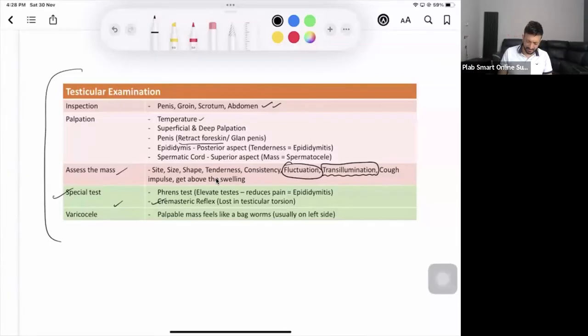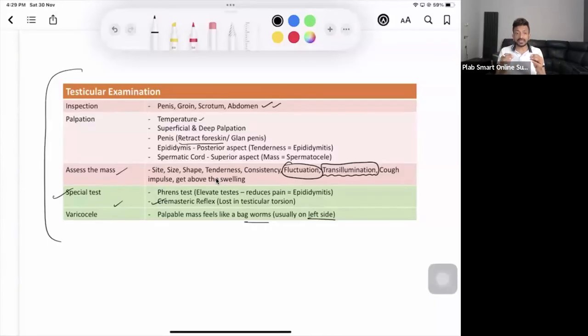Even varicocele is a palpable mass, feels like a bag of worms on the left side, that you can see when you're doing the palpation. So when we're doing the inspection, and then the palpation, comparing the temperature, you're feeling for the spermatic cord, epididymis, see if there is any epididymal cyst, then you feel for the testicles, see if there's any mass, and comment on the mass in detail. Check the mass if it is fluctuant or not. Check if it is transillumination positive or not.